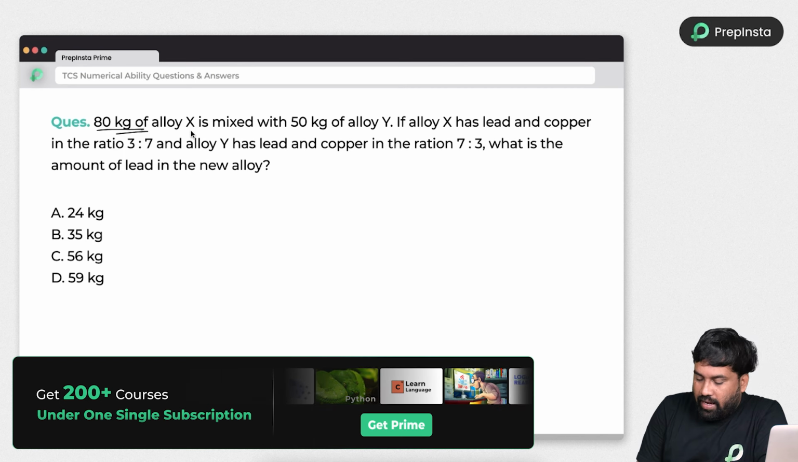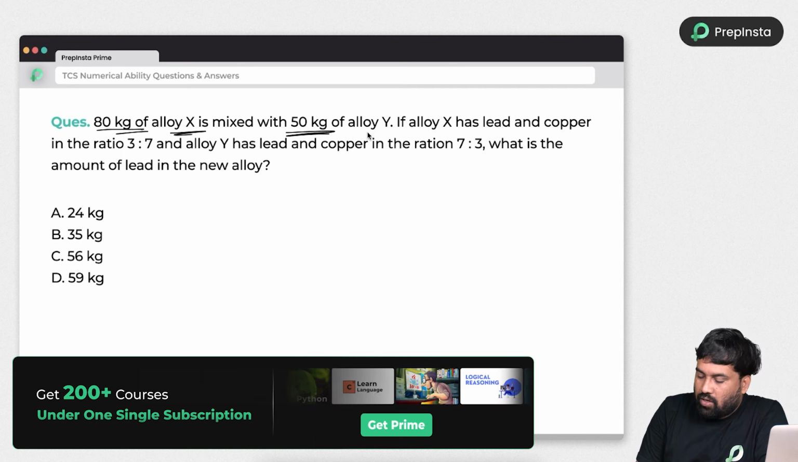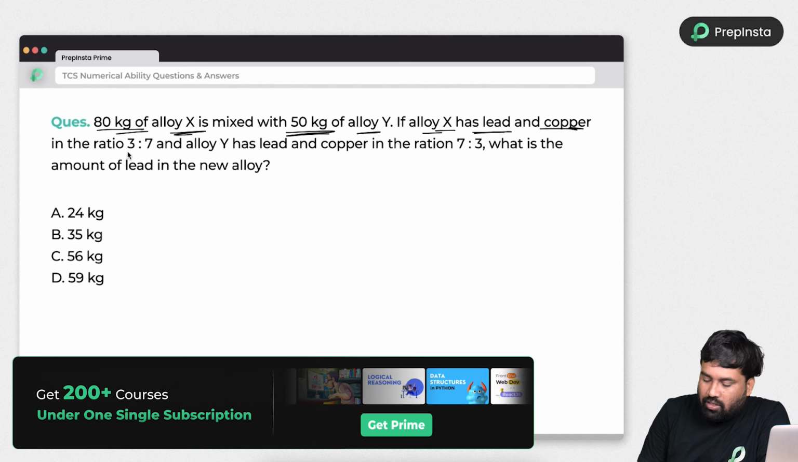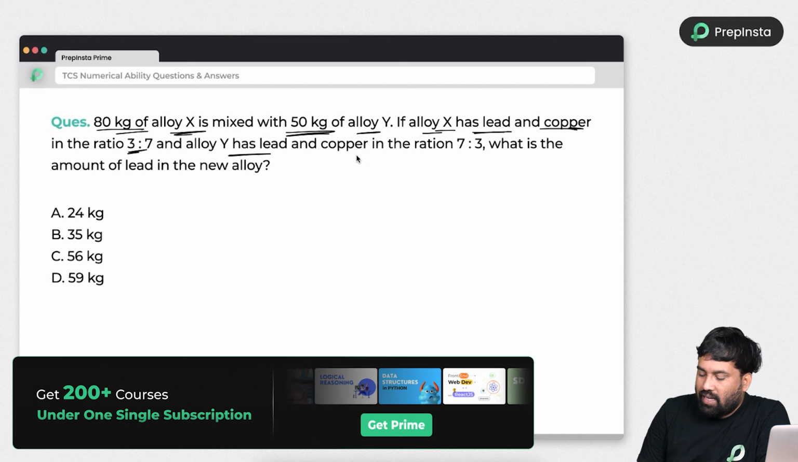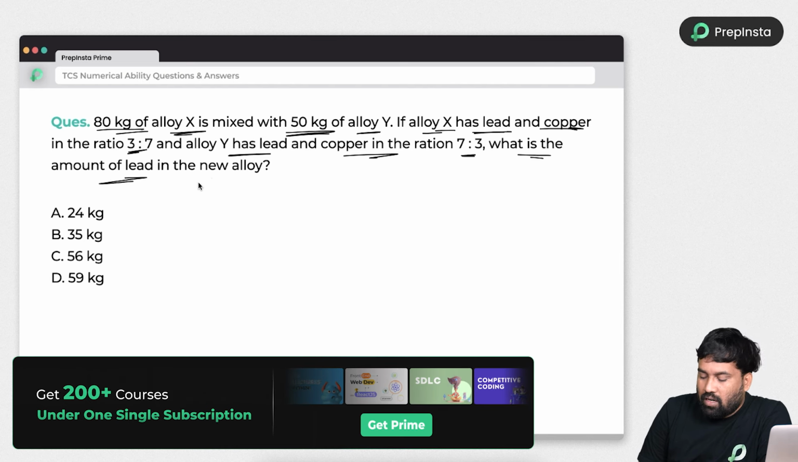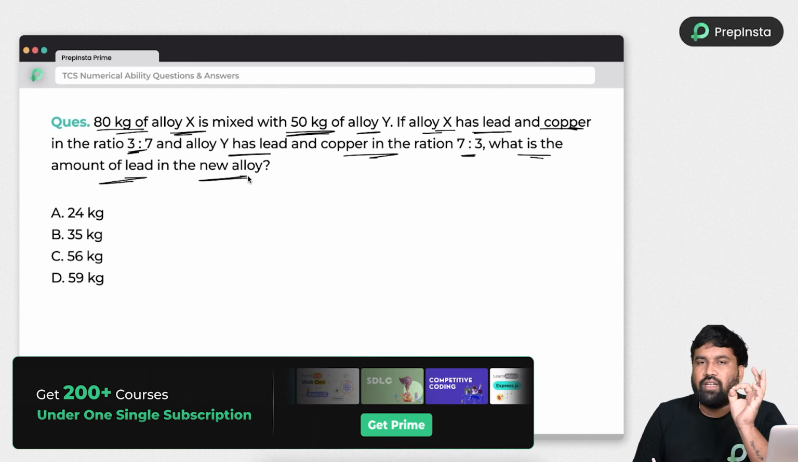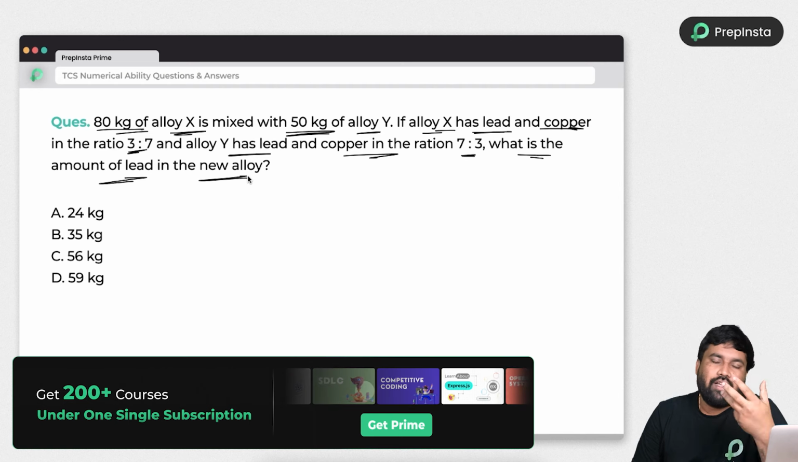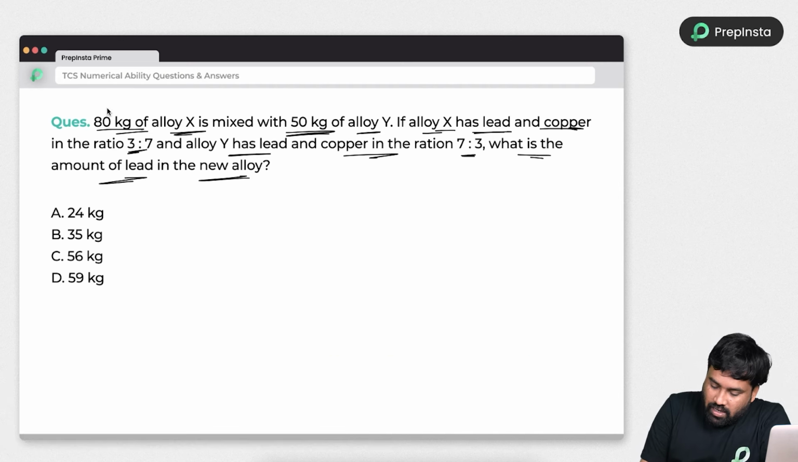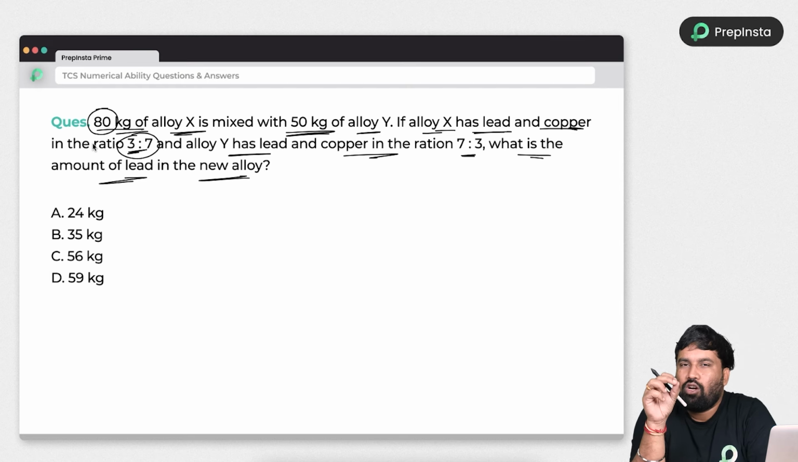8 kgs of alloy X is mixed with 50 kgs of alloy Y. If alloy X has lead and copper in the ratio 3:7 and Y has lead and copper in the ratio 7:3, what is the amount of lead in the new alloy? Just look here, guys. Whenever you have an alligation and mixtures question, simply do it like this. X is 80 kgs, and divide that into 3:7, which is 3 plus 7, a total of 10 parts.